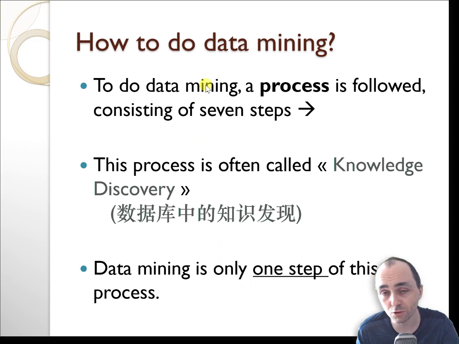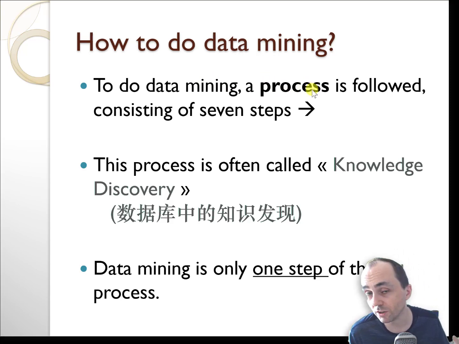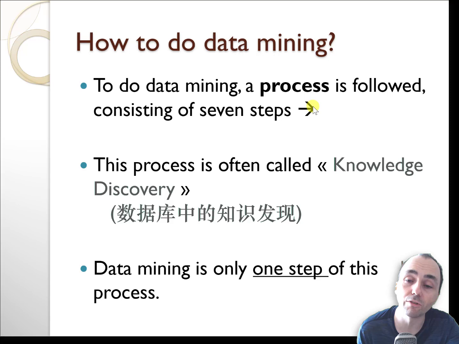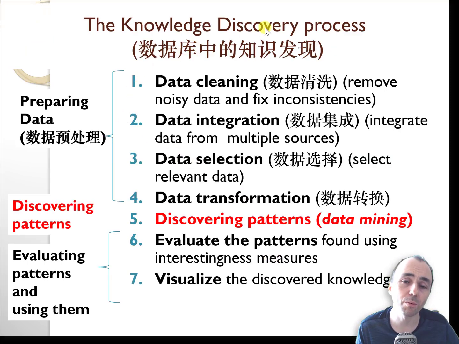So data mining is useful, as I said, to analyze data, but how can we do data mining? If we want to do data mining, there is usually a process that we need to follow that consists of 7 steps. This process is often called knowledge discovery. Data mining, actually, you can think of as one step of that process. Let me show you the steps and I will explain in more detail. So the process of knowledge discovery has 7 steps, as we can see here, and what we call data mining will be step 5. Let me have a look with you step by step at what the steps are.